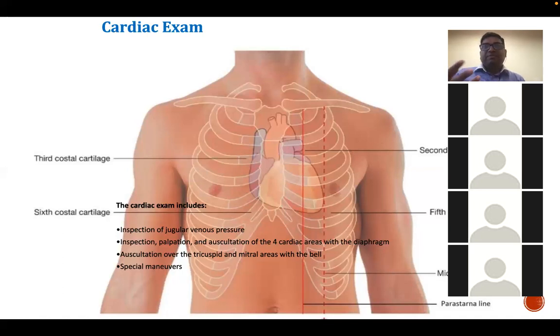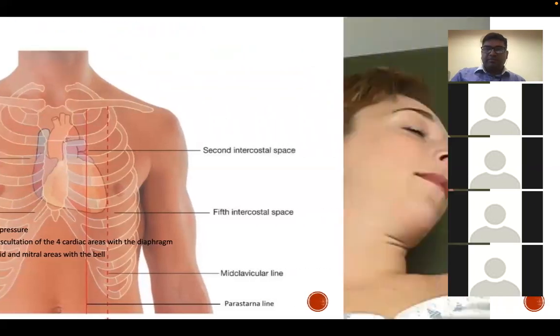Similarly, if there is a patient of mitral stenosis, that is the time you will again use the bell of the stethoscope, and in left decubitus. So this is very, very important. So once you have done, I'm going to now show you some pictures. We all have already been through the theory.